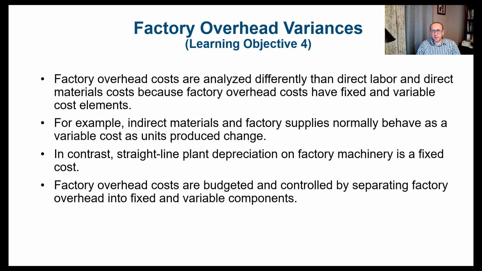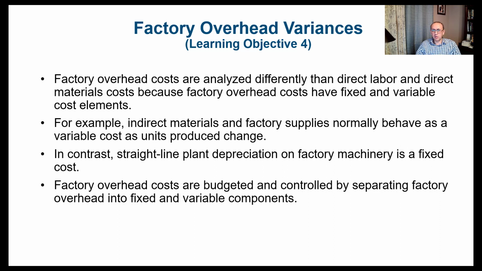Why is that? Because factory overhead costs have fixed and variable cost elements or components. So, for example, indirect material and factory supplies normally behave as a variable cost as units produced change. But on the other side, straight line plant depreciation on factory machinery is a fixed cost. It would never vary from one period to another. It's a fixed amount. So both of these are overhead cost, but as you can see, one is considered to be like a variable cost while the other is a fixed cost.